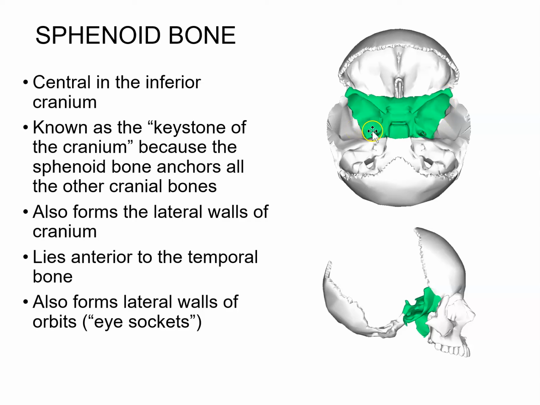And typically it's described as a bat-shaped bone. You can kind of see its wings here. It's called the keystone of the cranium. If we look at the way that it is sitting, it anchors all of the other bones of the cranium. The occipital bone attaches to it, the parietal bones, the frontal bone, the temporal bones. They all have a connection to the sphenoid bone.